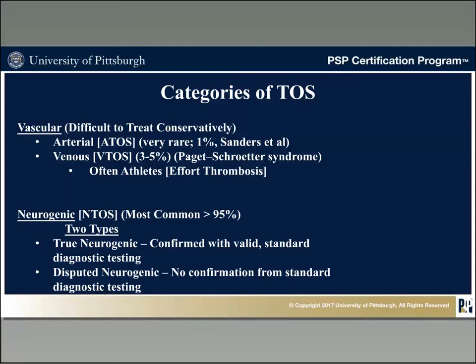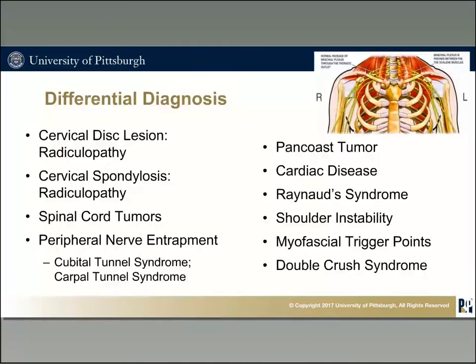Again, these can be subclassified into true neurogenic, which is able to be confirmed and validated through diagnostic testing, or what is referred to as disputed neurogenic TOS, where there is the inability to confirm involvement through standard diagnostic testing.